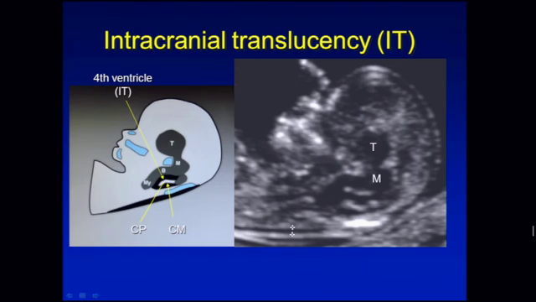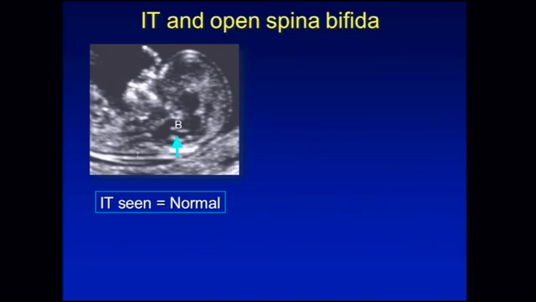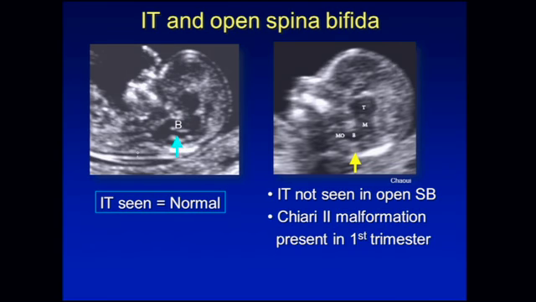In this mid-sagittal image of the fetal head, we can see the thalamus, the midbrain, and the brainstem. Behind the brainstem, there is a fluid-filled area. This is the fourth ventricle, also referred to as the intracranial translucency. In a retrospective study, when the intracranial translucency was seen, open spina bifida could be reliably excluded. However, in cases with open spina bifida, the intracranial translucency was not seen, so it was postulated that the Chiari-2 malformation was already present in the first trimester.